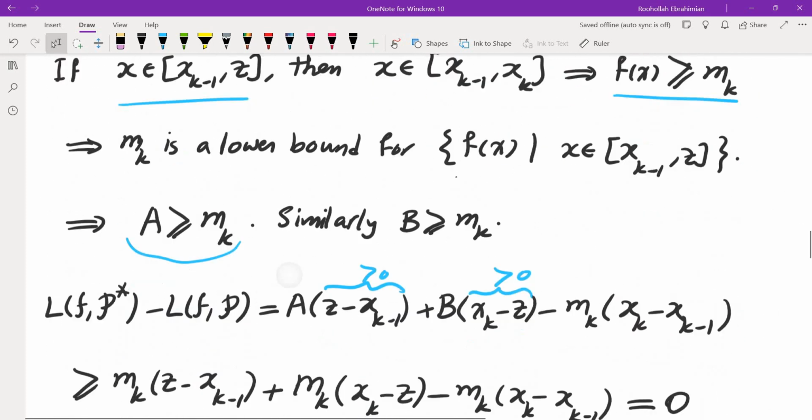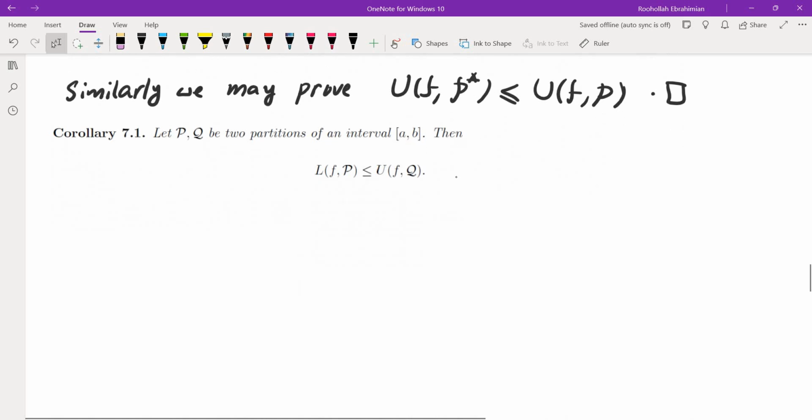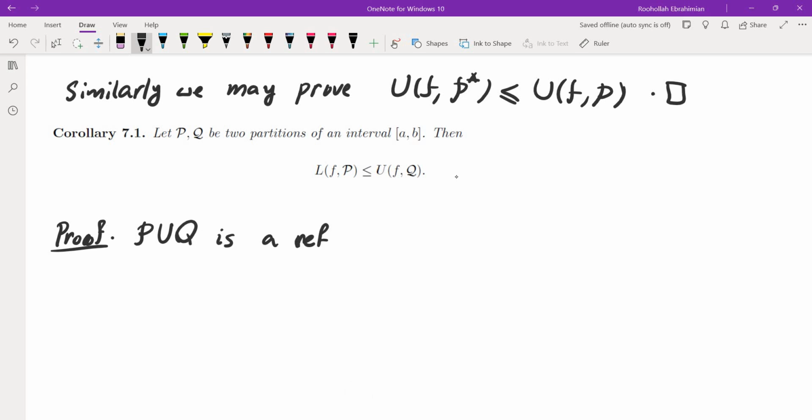Okay, as a consequence of that, if you take any two partitions, the lower sum for one partition is always less than or equal to the upper sum for the other partition. And the proof isn't that difficult if we use the refinement lemma. So take this partition P union with Q. This is a refinement of both P and Q.